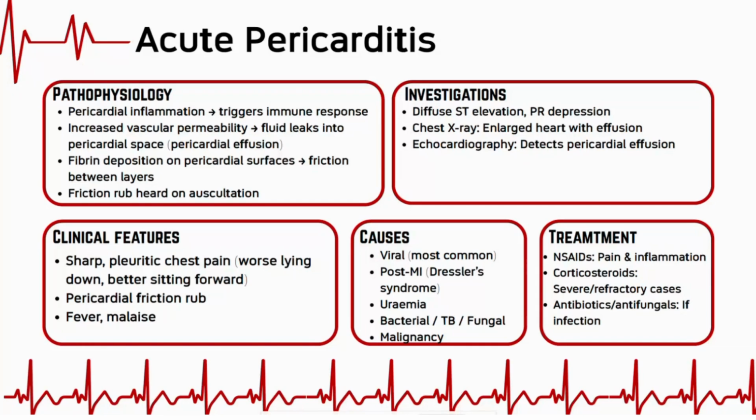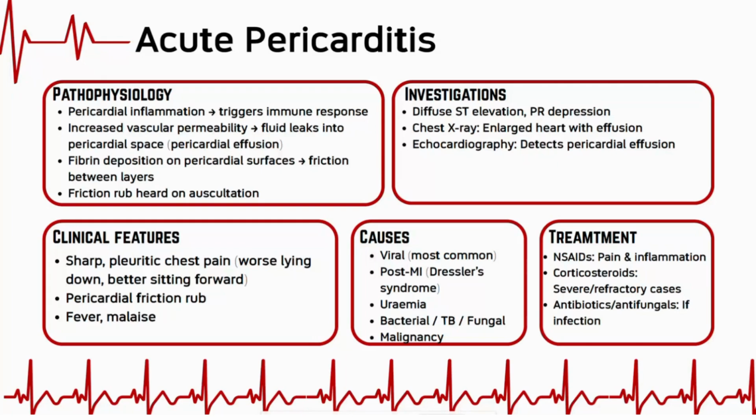And finally, my favorite test of all, echo. An echo is fantastic at detecting pericardial effusion, and nowadays, especially when a patient is coming in with acute chest pain, say in the emergency department, something that we can do is point of care ultrasound. So we can ultrasound the heart straight away, and you can find out if that person has a pericardial effusion or not, simply by doing the ultrasound.